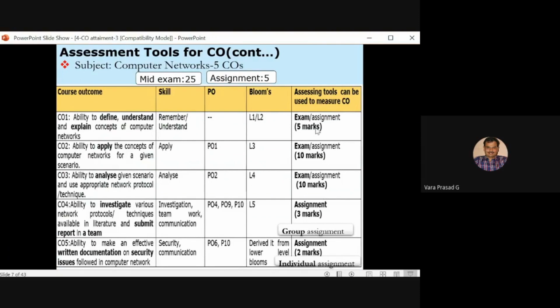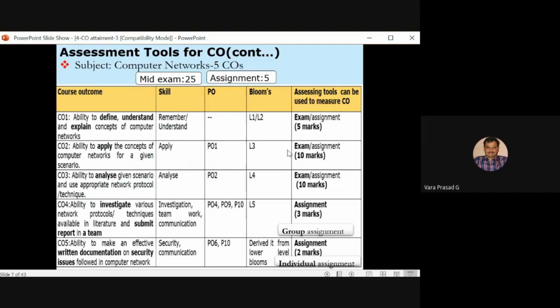Before CO2, see, in your question paper, whether exam or assignment, if you give any Bloom's level 1, level 2 questions, like write short notes, explain, list, discuss, and so on, you can map them to CO1. Now, CO2 is nothing but the apply level. This faculty, considering the apply level, has written one CO, mapped it to PO1 and Bloom's level 3. You can use either exam or assignment to measure this CO.